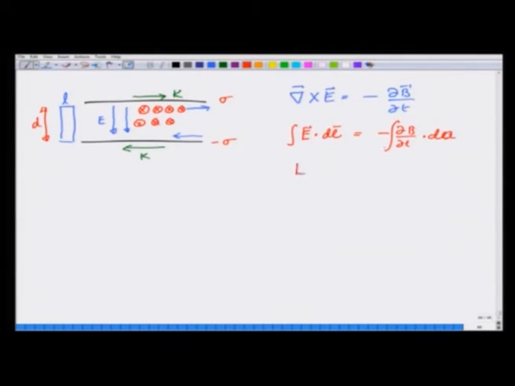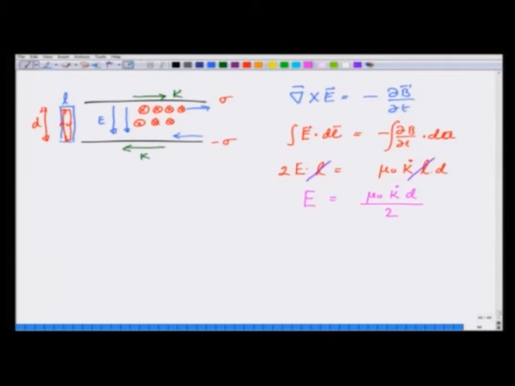This gives me E times L times 2, because this contribution will come from the upper one and the lower one. I am traversing it like this. I am going a little fast because you are used to it by now. 2 E L is equal to change in the flux, which is mu 0 k dot times the area, which is L times d. Let us again cancel L, and I get this induced electric field E to be equal to mu 0 k dot d over 2. This is the induced electric field.